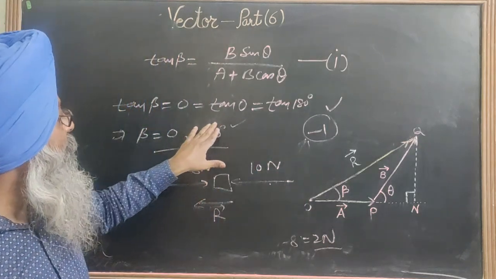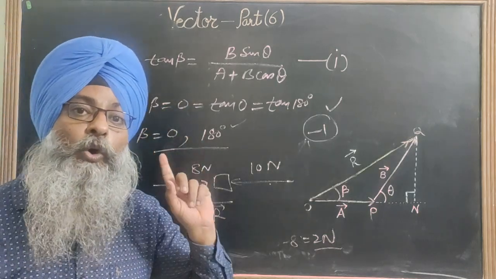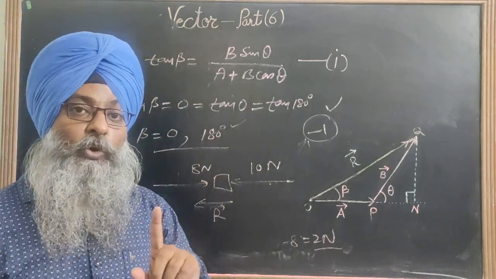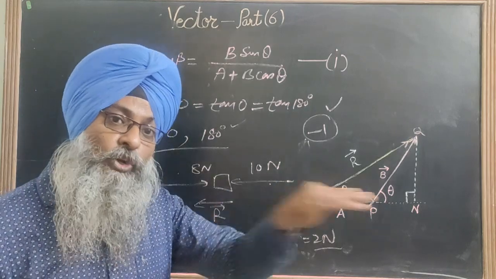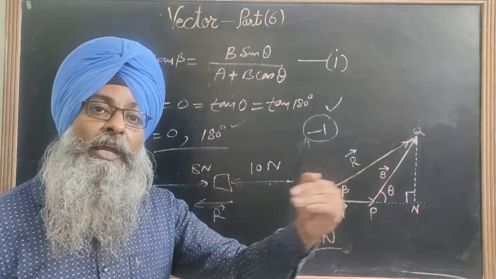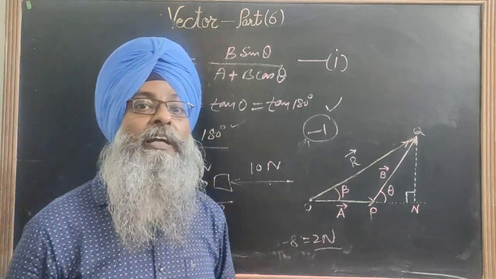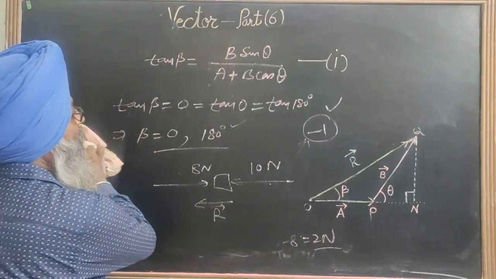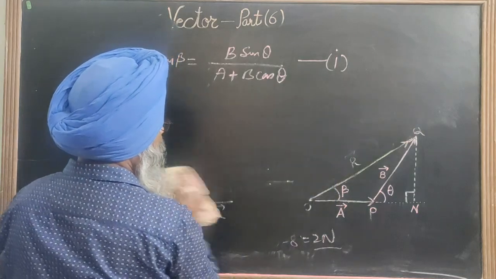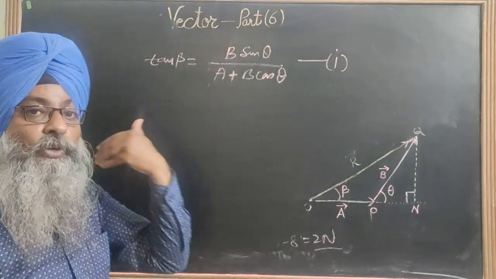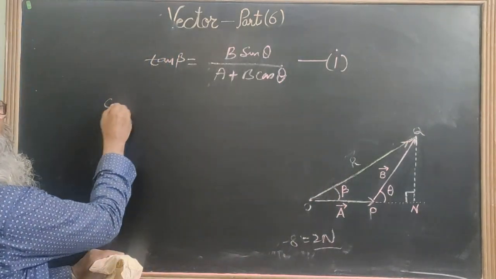If two vectors are acting opposite to each other, it may be in the direction of A or it may be in the direction of B depending upon which vector is greater. But if two vectors are in the same direction, then the resultant vector is also in the same direction. Now case 3.